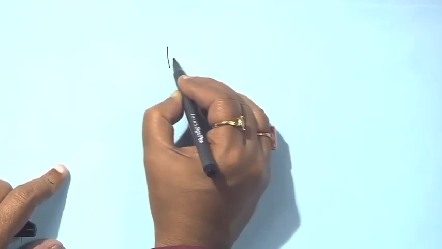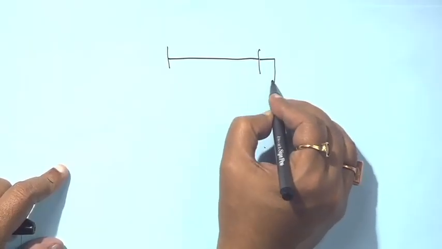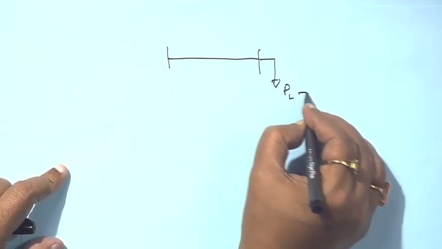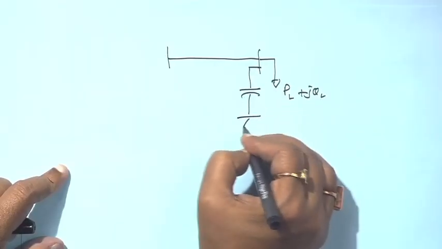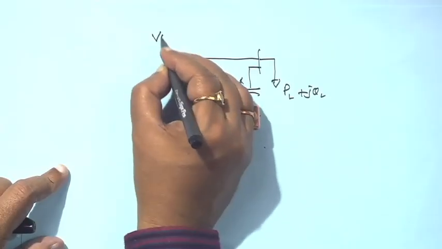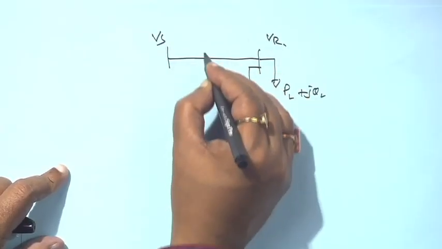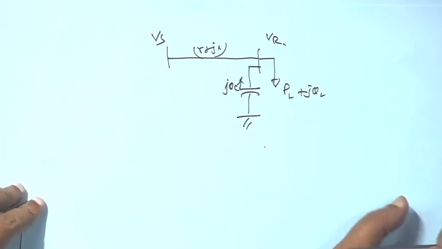Suppose, for example, this is your sending end node and this is your receiving end node, right, and you have a load, suppose it is PL plus jQL, and we have taken the same diagram. Suppose you have connected a capacitor, this is say jQC, and this line has impedance r plus jx, right.